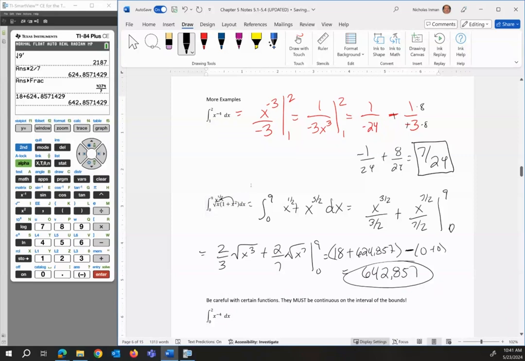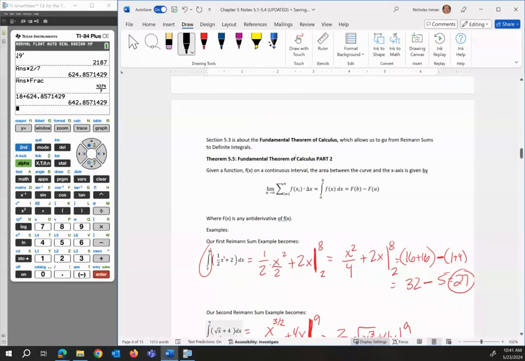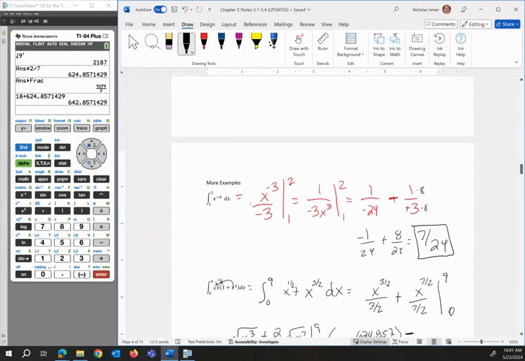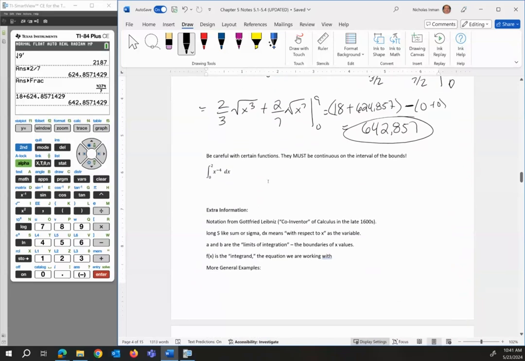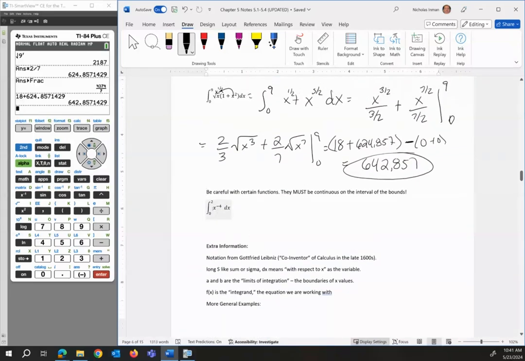All right, using an antiderivative, and we're using this with what's called the fundamental theorem of calculus, part 2. We'll talk about part 1 later. Not quite as useful for us, but it'll make sense once we get there. Some other things that we just have to be careful of is that you have to have a continuous interval, and the bounds have to be in the domain.